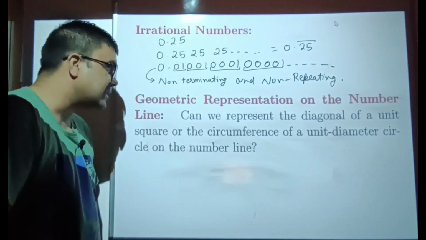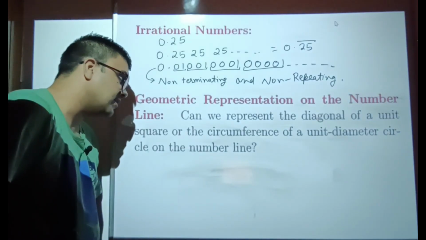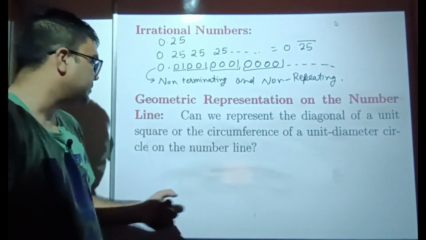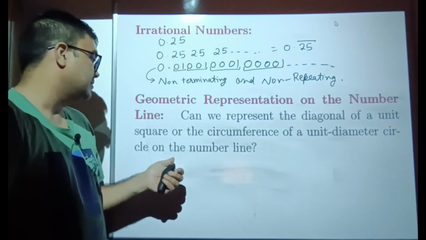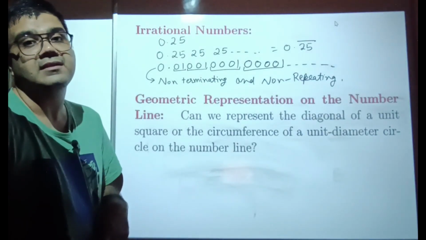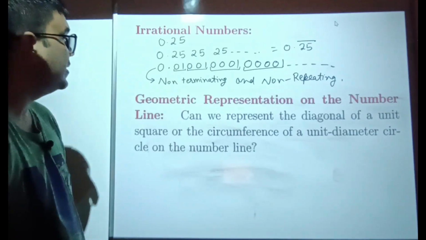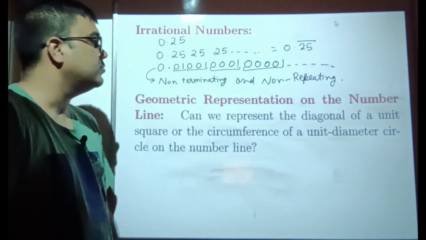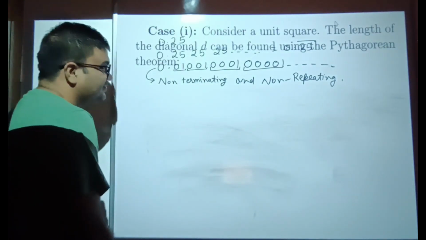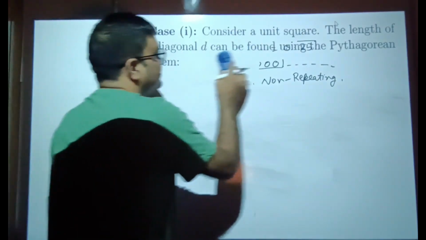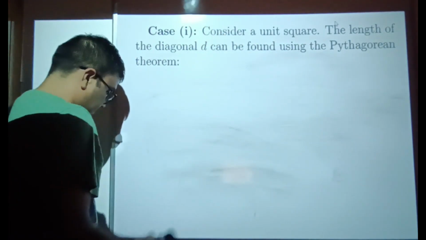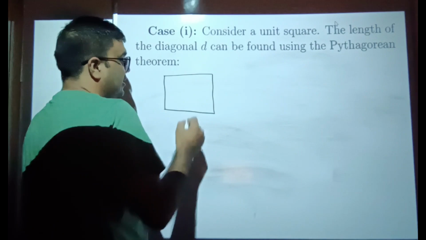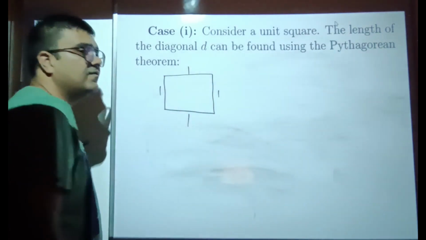This says, can we represent the diagonal of a unit square and the circumference of a unit diameter circle on the number line? So in the first part, we are asking, can we represent the diagonal of a unit square? Suppose a square is there. The sides of this square are 1.